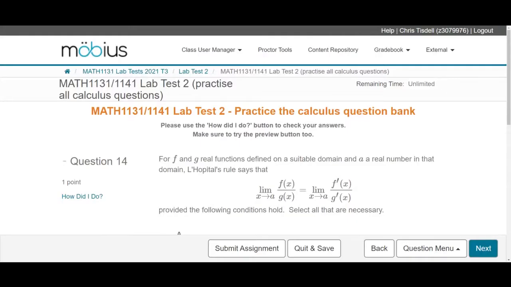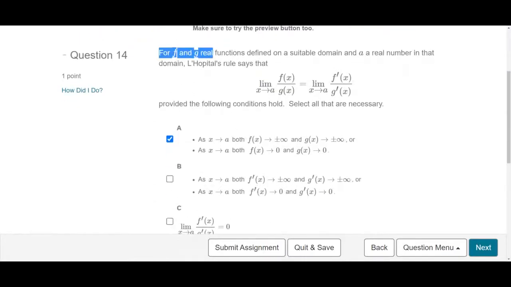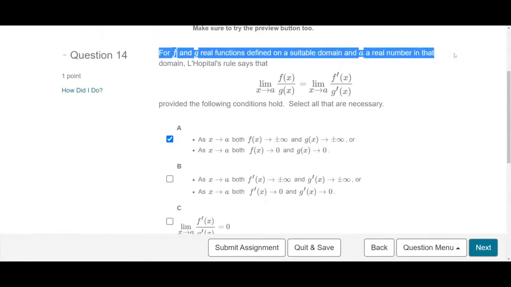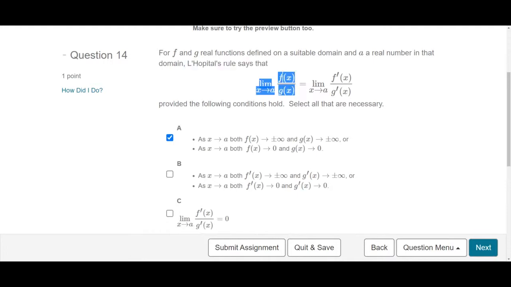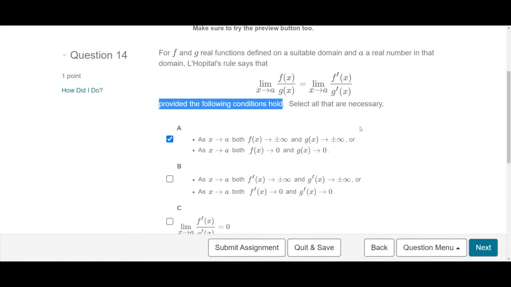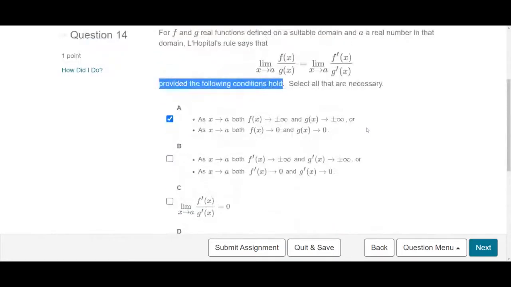All right, so the following question looks like it's about L'Hopital's rule. For f and g real functions defined on a suitable domain, and a is a real number in the domain, L'Hopital's rule says that this limit equals this limit provided the following conditions hold. So there's a bunch to choose from there.